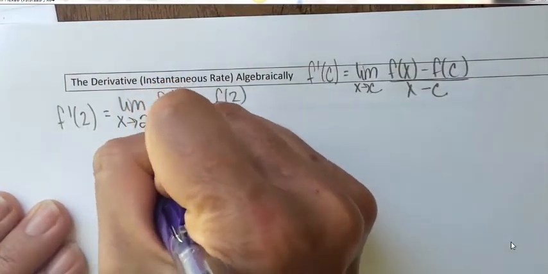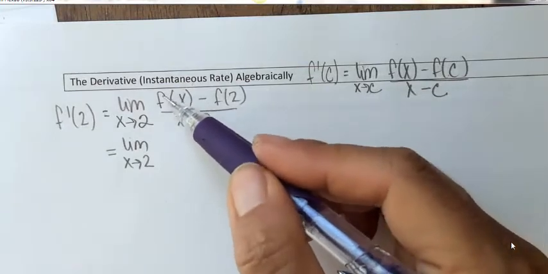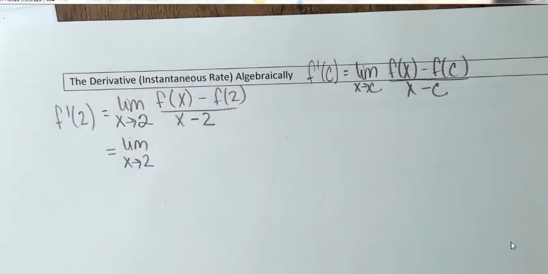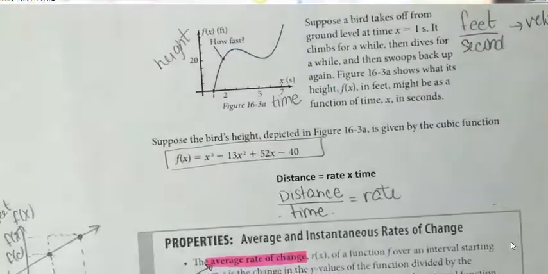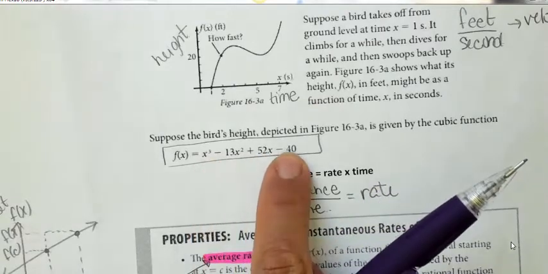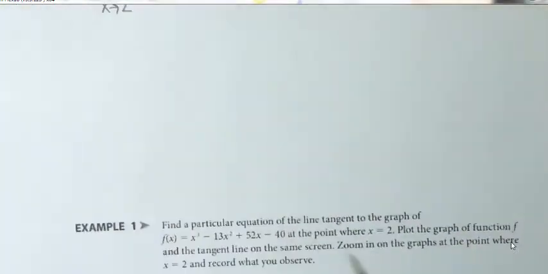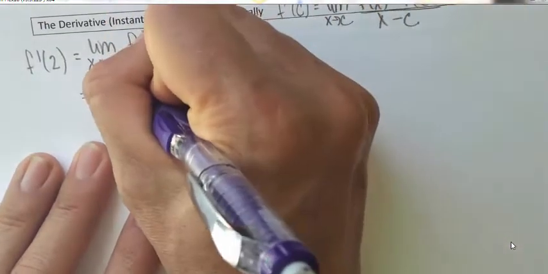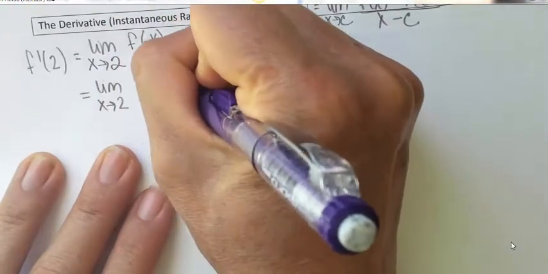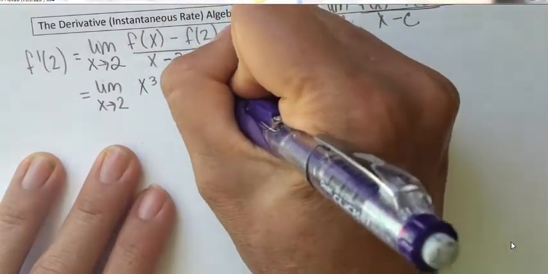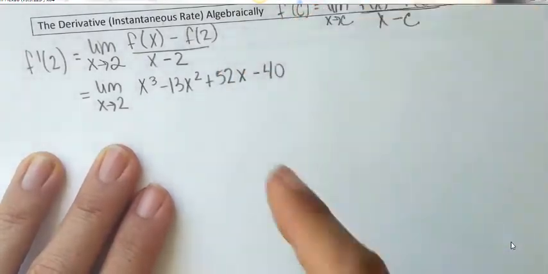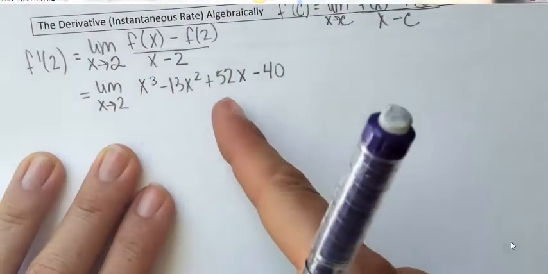The limit as x goes to 2. We have a value for f of x. F of x is the function we were originally given, back to that first page. That's my f of x. I'm going to plug this in for f of x. So instead of f of x, I'm going to have x cubed minus 13x squared. I'm just copying it. Plus 52x minus 40. Okay, so that's f of x right there. That came from page 1.